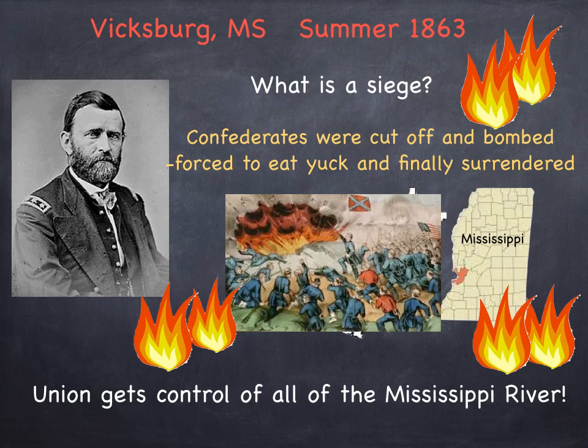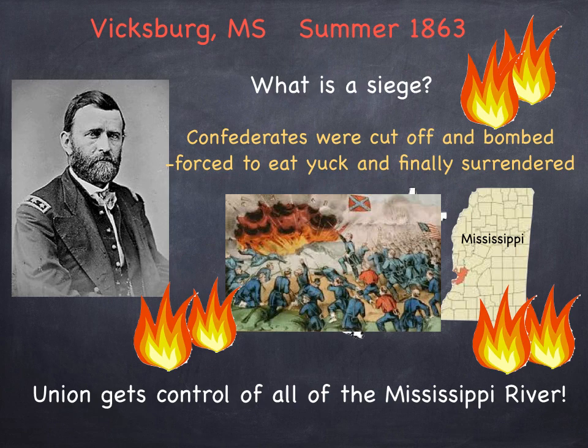and now all the way from, say, Minnesota down to New Orleans, Louisiana, they control all the waterways. So it's devastating for the Confederacy and great for the Union. So this is in the summer of 1863. So literally in July of 1863, Vicksburg is surrendering.